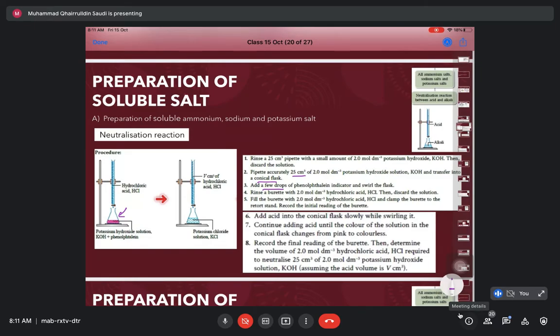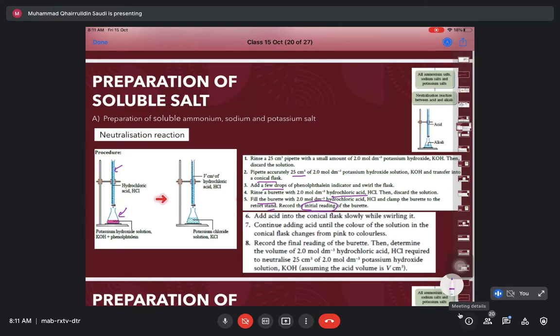Kemudian kita rinse pula burette. Rinse burette dengan apa yang kita nak masukkan burette. Dalam burette kita nak masukkan hydrochloric acid. So kita rinse dengan hydrochloric acid. And then kita fillkan burette tersebut. Clampkan dekat retort stand dan record initial reading. And then kita pun dah set up macam ni.